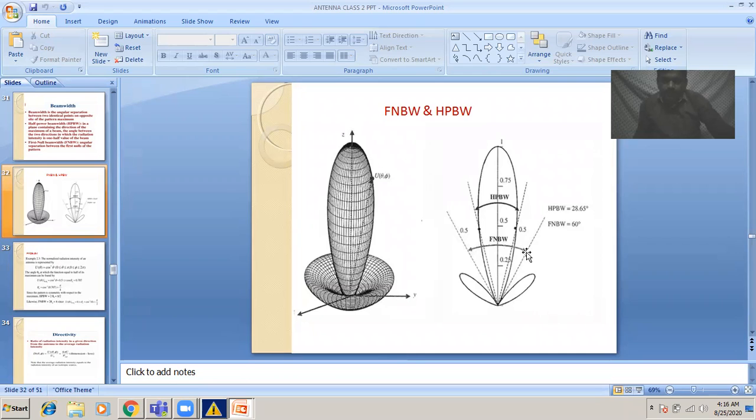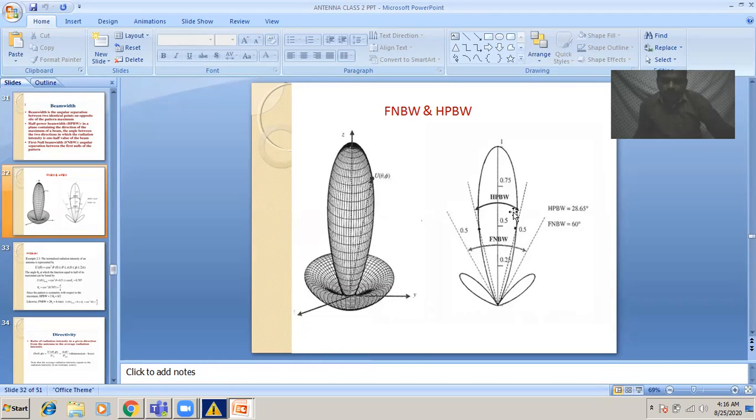So you know already what is called null direction. The null direction is the direction in which there is no radiated power. That means in this direction there is no radiated power. In this direction also there is no radiated power. So therefore this is the first null direction on the right side, and this is the first null direction on the left side. So between these two, we are taking the beamwidth in terms of degrees or radians. Therefore this is called first null beamwidth.